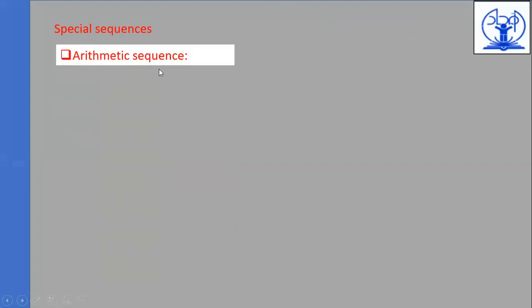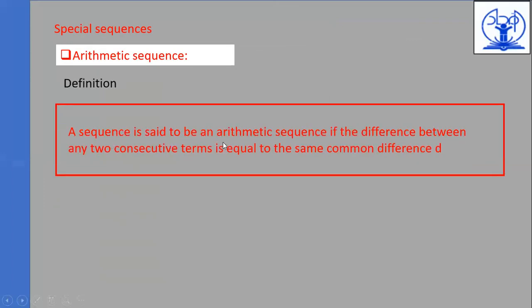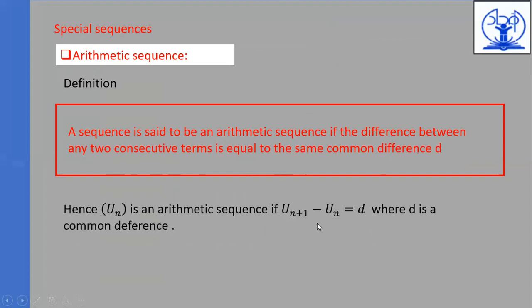What about the arithmetic sequence? It's a very special sequence. A sequence is said to be an arithmetic sequence if the difference between any two consecutive terms is equal to the same common difference. In general, un is an arithmetic sequence if any term minus the previous term is d, where d is a common difference. For example, if you consider the sequence 1, 4, 7, 10, and so on, you are adding a constant, which is 3.